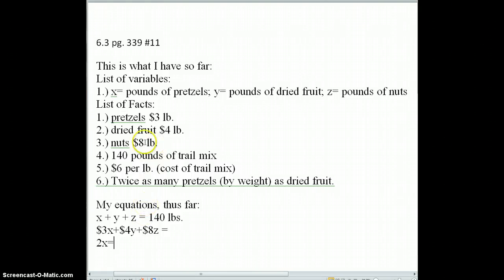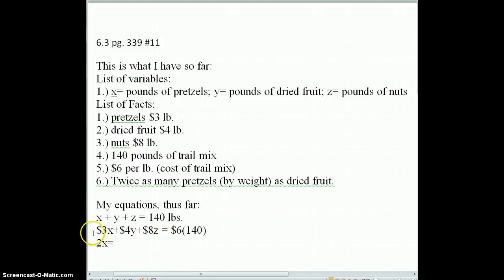Okay, so for number 11, everything looks like it's set up great, and then for the equations part, that one looks great. For this one, we're having the price of each ingredient multiplied by the pounds of that ingredient. And what that's going to equal is the total pounds of the entire mixture multiplied by the price of the entire mixture. So 6 times 140, I think that will come out to 840. So you can just write 840 there.